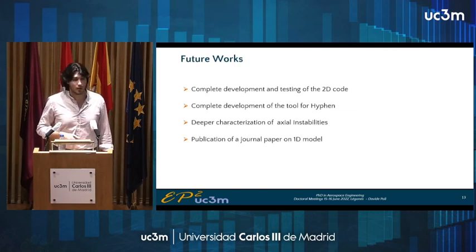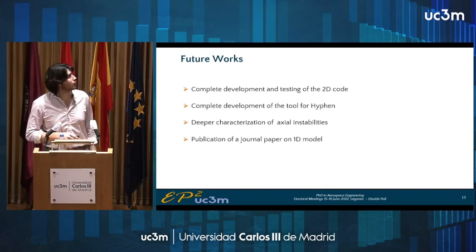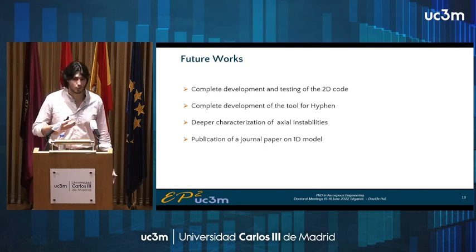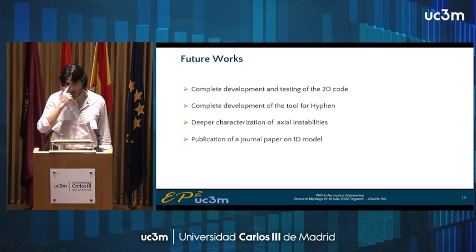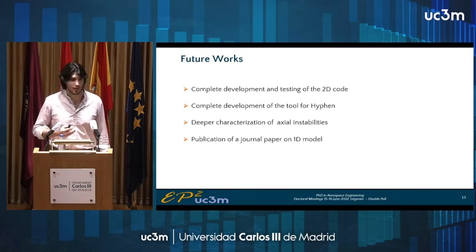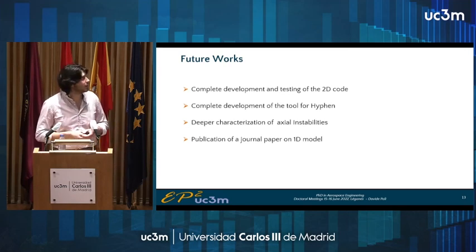For future works in the next year, I foresee to complete the development and testing of the two-dimensional code and of the tool that will help with anomalous transport. And also, I would like to address a deeper characterization of axial instabilities, so ionization and ion transit, including the physics that is usually disregarded, such as neutrals dynamics and electron azimuthal inertia. And finally, I foresee at least a publication of the aforementioned journal paper and, hopefully, another one.